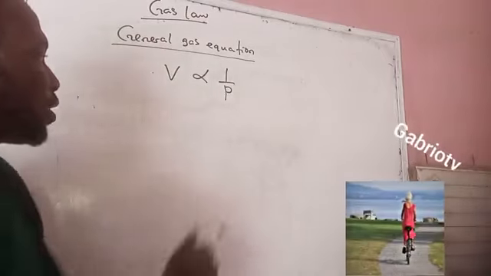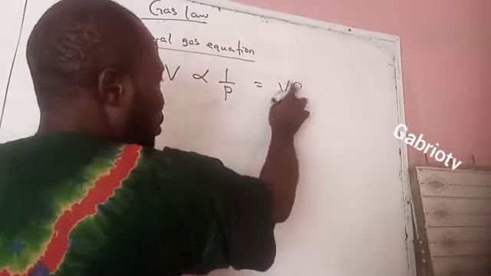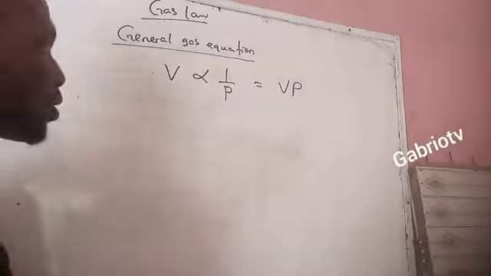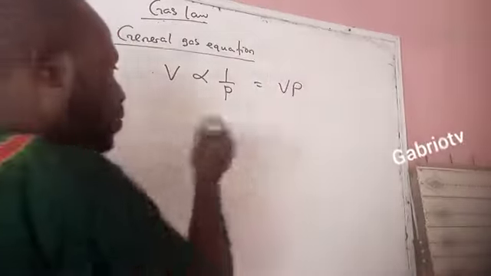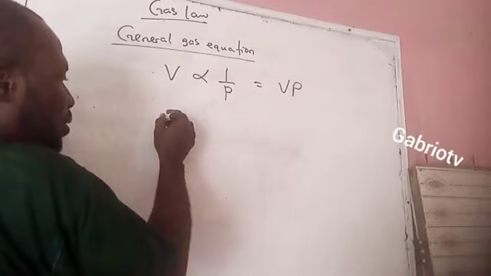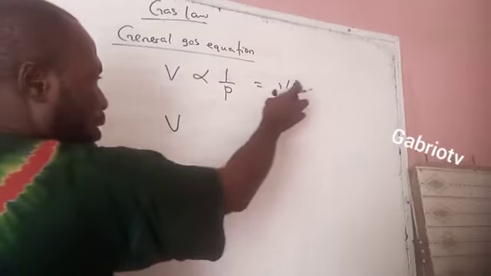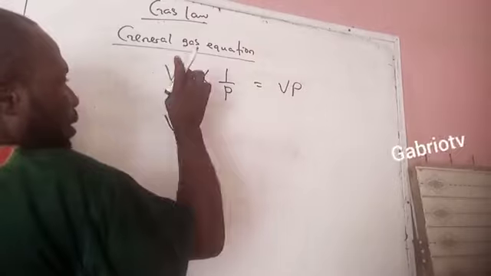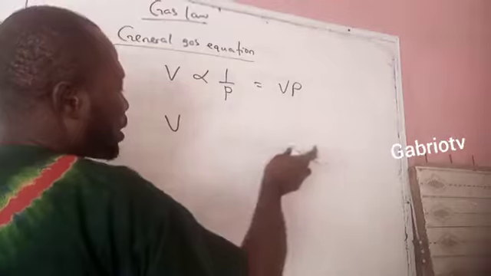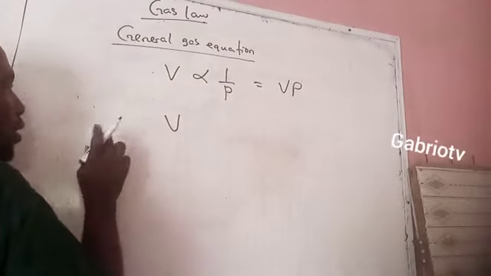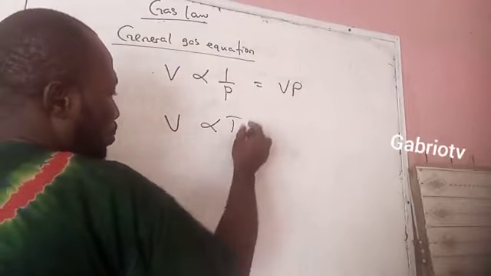You understand? It tells us that volume and pressure are inversely proportional to each other. Now, that's for Boyle's law. Then Charles' law is telling us that, for Boyle's law, when the temperature is constant, the volume is inversely proportional to the pressure. But for Charles' law, when the pressure is constant, the volume is directly proportional to the temperature.